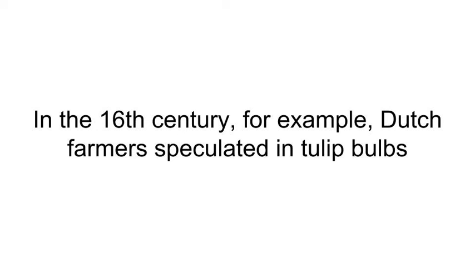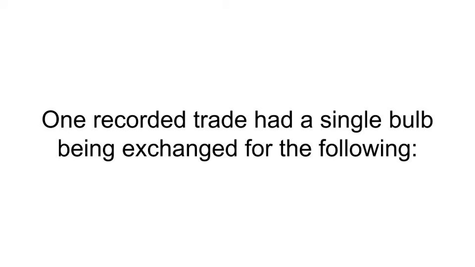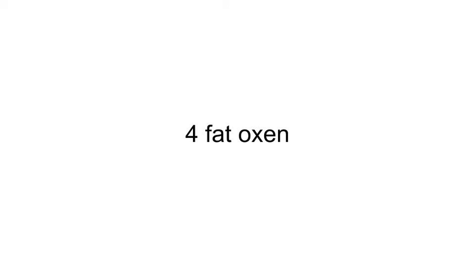People have speculated for centuries. In the 16th century, for example, Dutch farmers speculated in tulip bulbs. One recorded trade had a single bulb being exchanged for the following: 17 bushels of wheat, 34 bushels of rye, 4 fat oxen, 8 fat swine, 12 fat sheep, 2 hogsheads of wine, 4 kegs of beer, 2 tons of butter, 1,000 pounds of cheese, a complete bed, a suit of clothes, and a silver drinking cup.